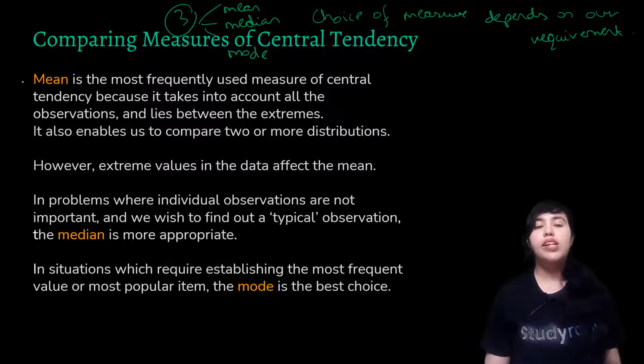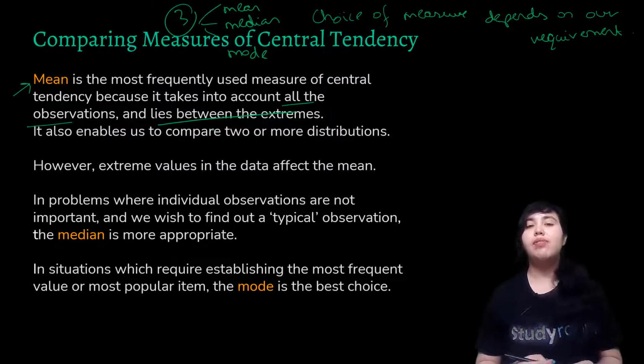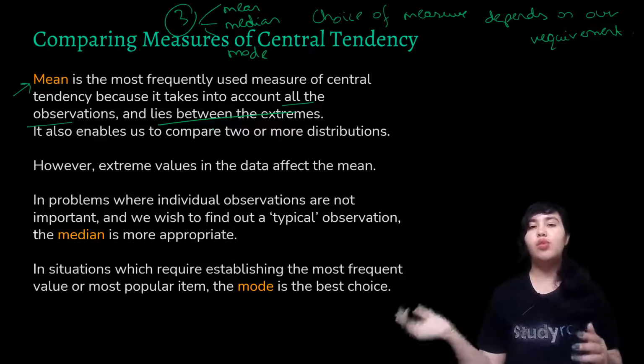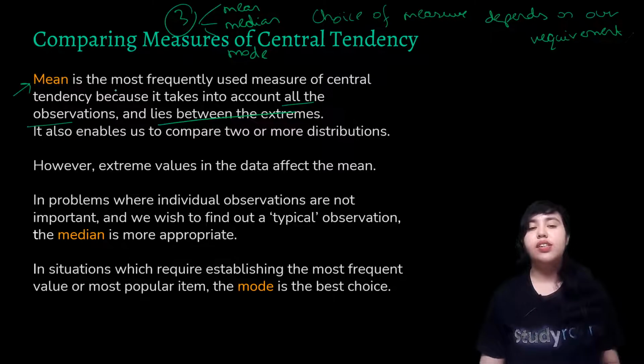So when do we measure mean? We use it when we have to take into account all the observations. Okay, and this mean has to lie between the two extremes. So mean is basically used for comparison purposes. Like if I give you two or more distributions and you want to compare between them, then mean comes in very handy. So these are the situations when you'll prefer calculating mean.